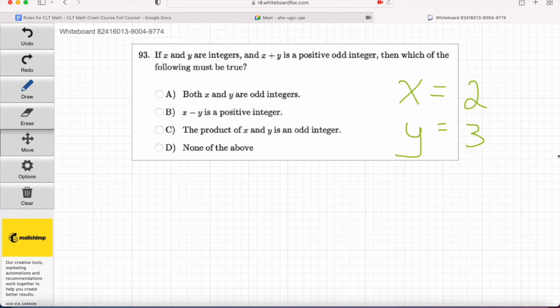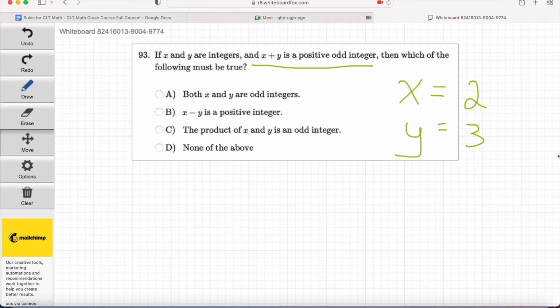Read answer choice A for me. Both x and y are odd integers. Does that have to be true? No, that doesn't have to be true. Well, that can't be true, can it? I'm trying to think of odd integers, but I can't think of two odd integers added together that would give me an odd integer. Maybe there are. I can't think of any. Do you know what I'm saying?